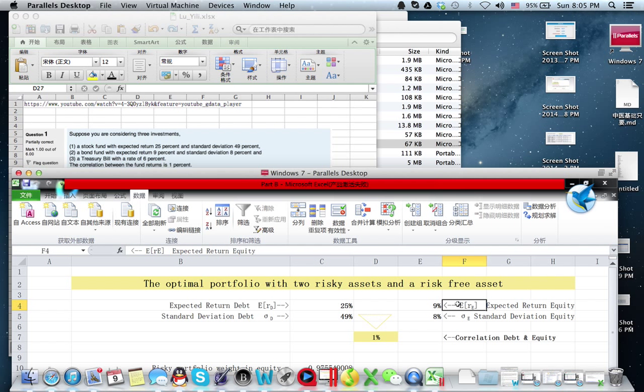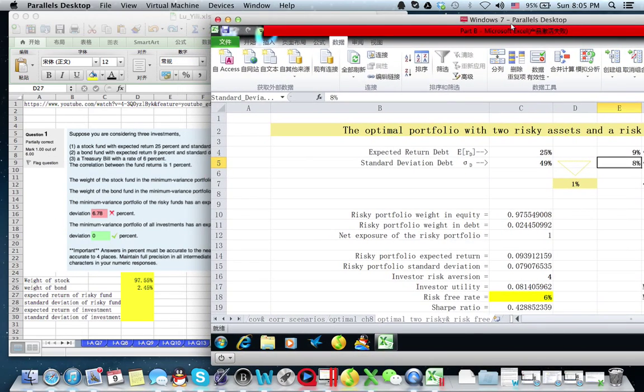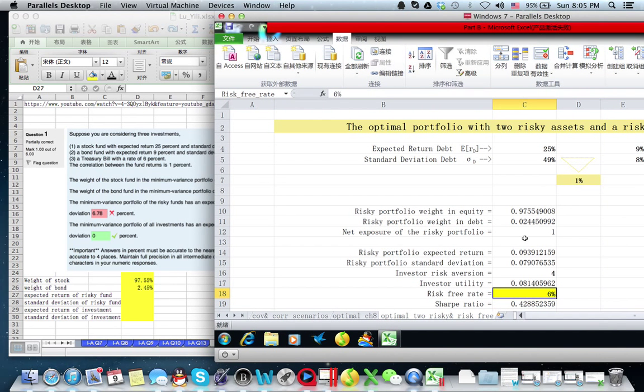For the expected return of the equity, it will be the expected return of bond, which is 9%, and the standard deviation will be 8%. The correlation between the fund's returns will be 1%, so we type in here. And for the risk-free asset, the rate of return is 6%, so we put it here.